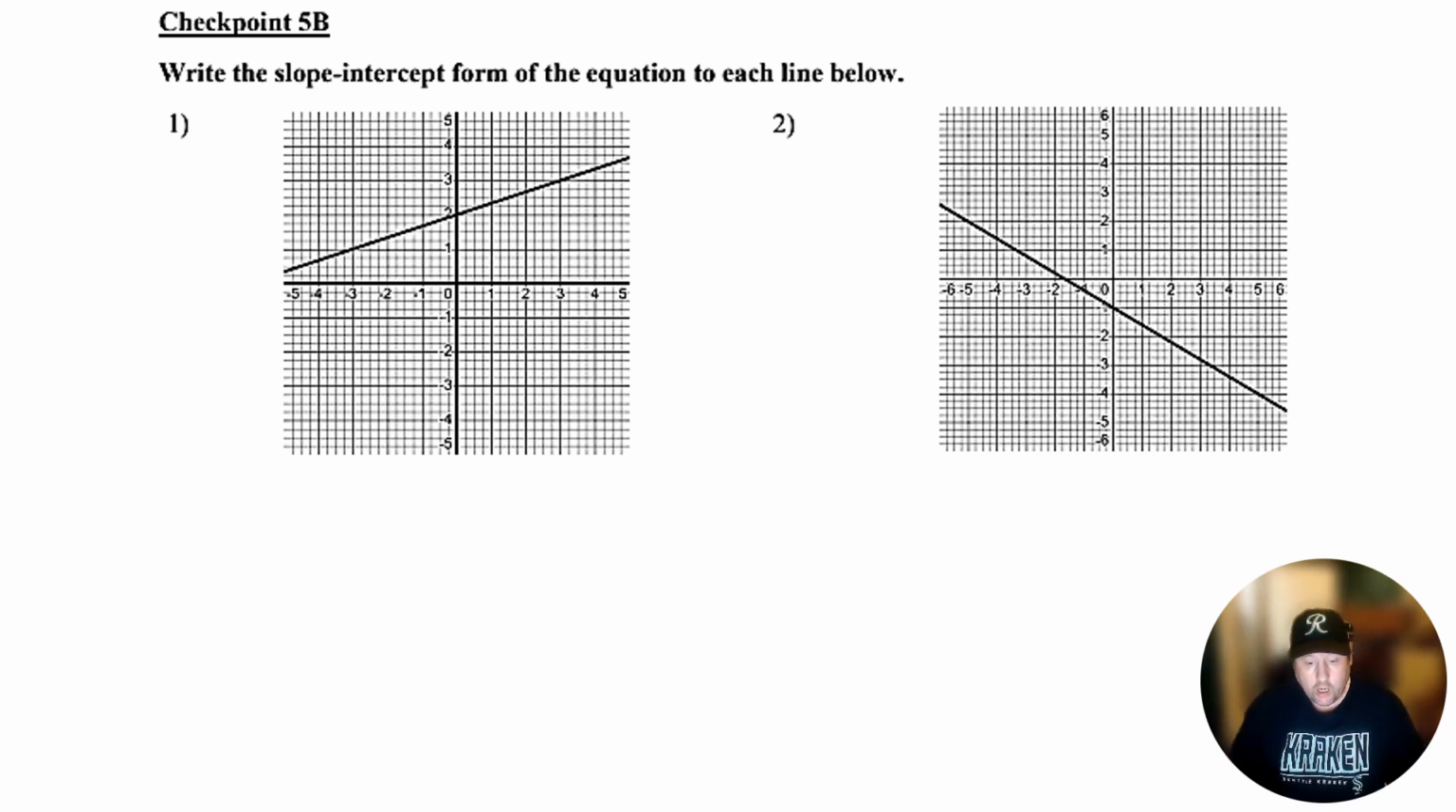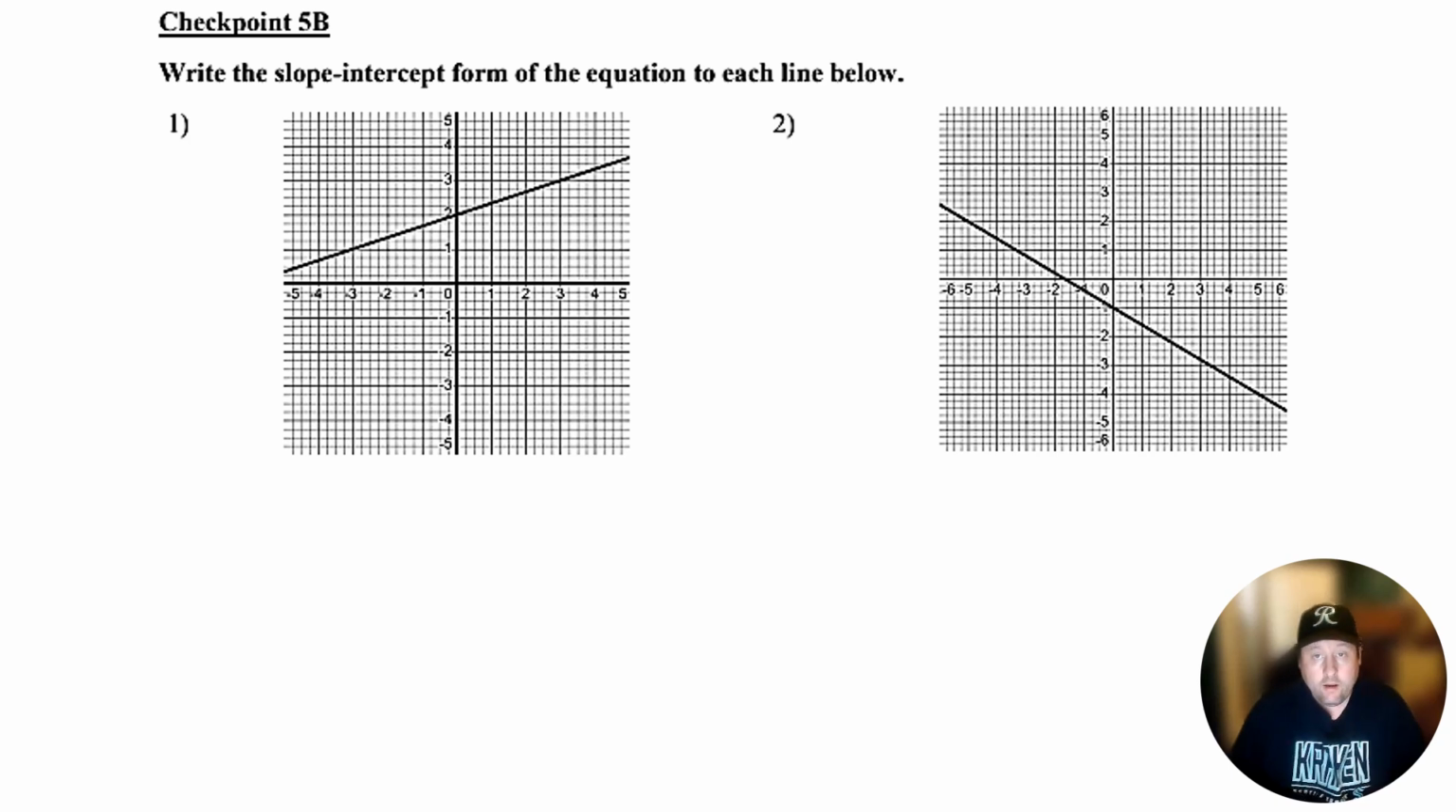In this video, I want to review how to find the equation of a line in slope-intercept form given a graph, given tables, and given 2 points. Alright, so in the first two problems here, we're going to look at the graph.